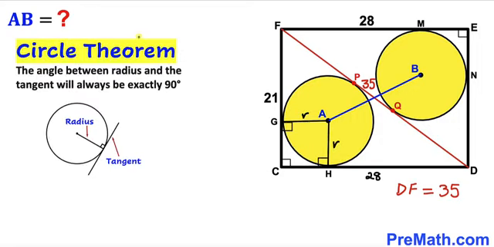And now let's recall the circle theorem. According to this theorem, the angle between the radius and the tangent will always be 90 degrees, as you can see in this given diagram. Here we have this radius and this is our tangent line. So no wonder this angle is going to be 90 degrees. So therefore, in our case, these two angles are going to be 90 degrees each, since these are our radii and these are our tangent lines.